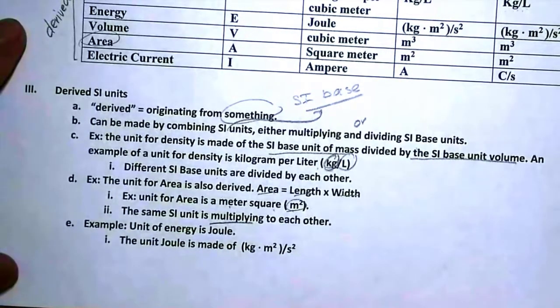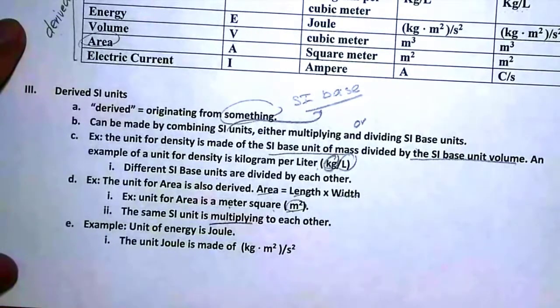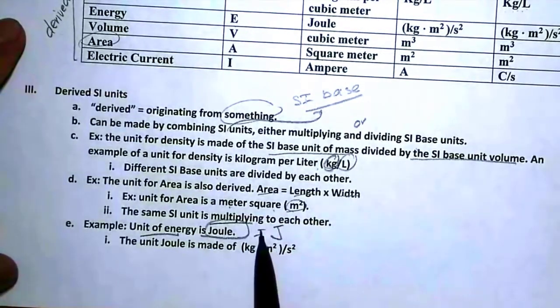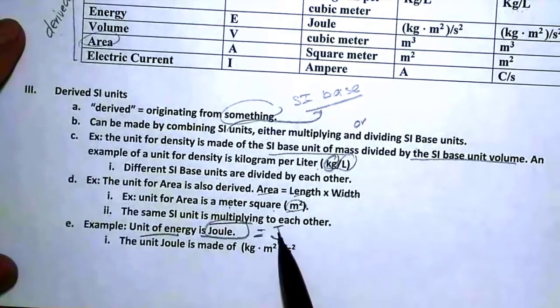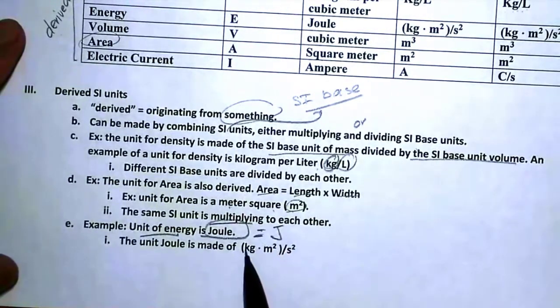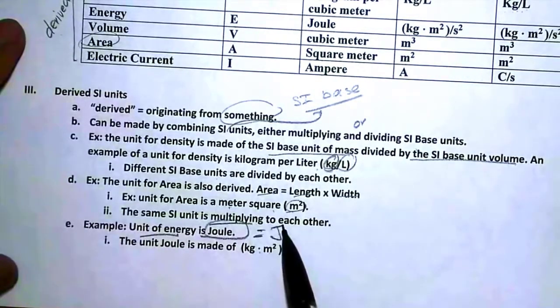Now sometimes we have a very complicated derived SI unit. For example, look at the unit of energy. It's the joule, and joule is represented by the letter J. But the dimension of J, or joule, is kilogram times meter squared over second squared. So don't get tricked by just one single letter when it comes to derived units. Look at the dimension of it.